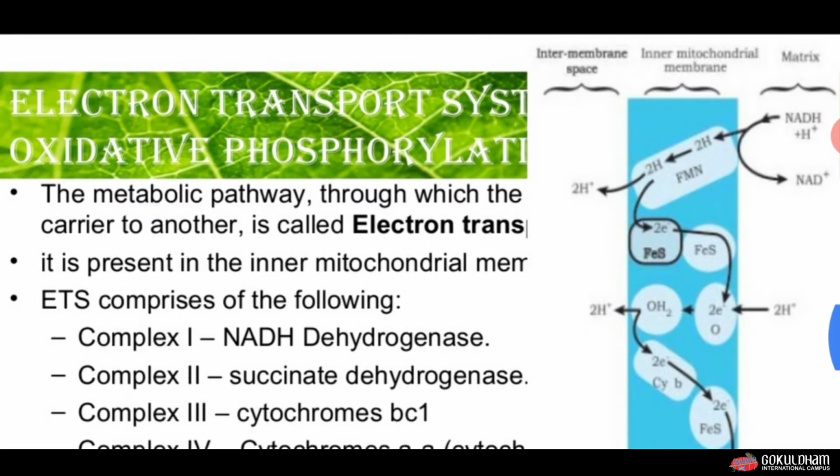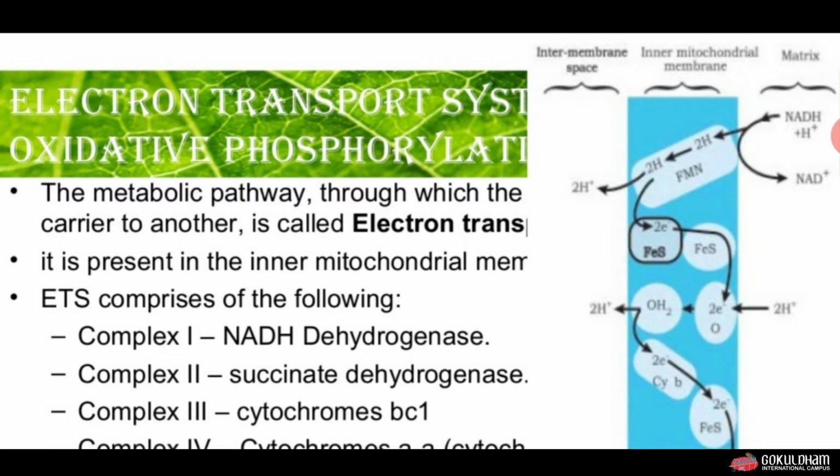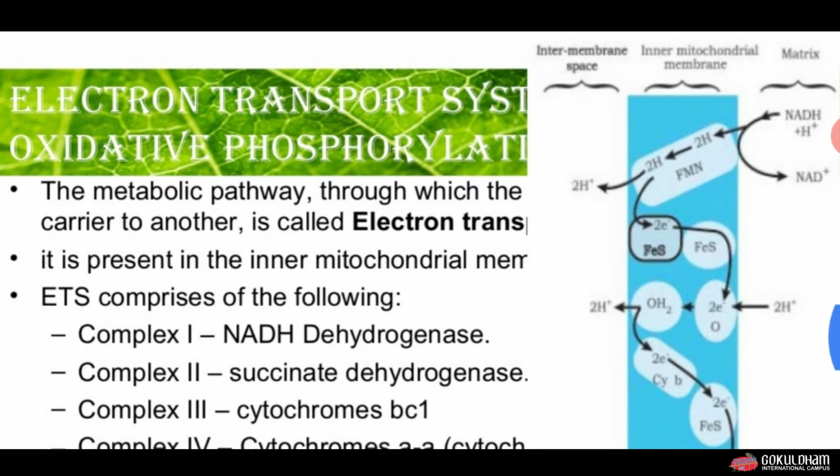Now let us see the electron transport system. I have told you that the NADH produced from the citric acid cycle will ultimately enter the electron transport system, which has certain electron carriers, and electrons move from one carrier to another carrier. This electron transport system is present on the inner mitochondrial membrane. So let us see what the electron transport system is.